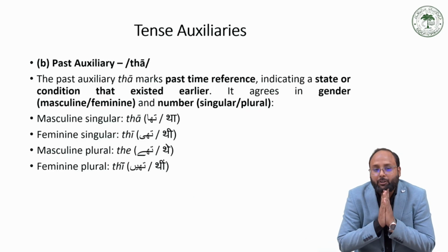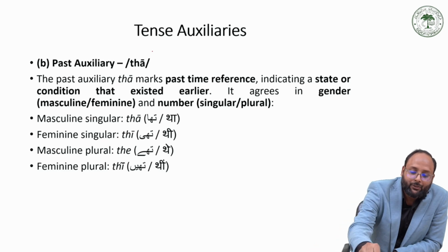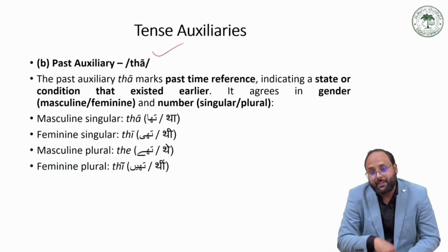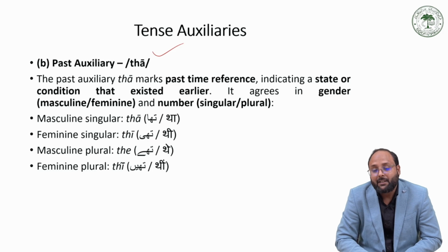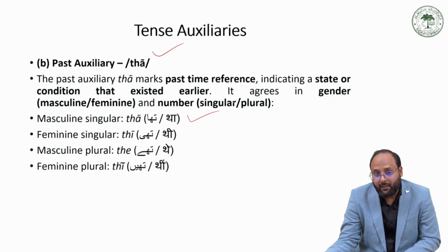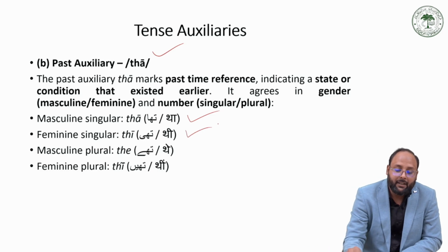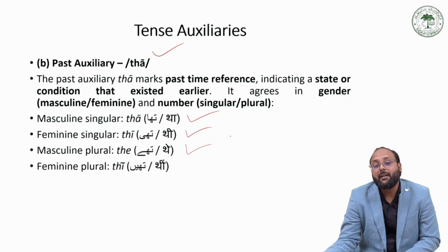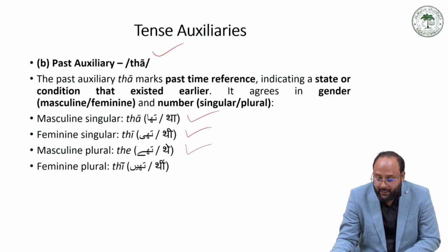Now we have another, the past auxiliary, which is tha. So the tha auxiliary marks the past time reference when something has happened in the past. It indicates a state or condition that existed earlier. It agrees in gender and number both. For masculine singular we are using tha. लड़का खेल रहा था. लड़की खेल रही थी. लड़के खेल रहे थे. And लड़कियां खेल रही थीं. So this kind of agreement we have in terms of gender and number for the past. So we have tha, thi, the, and thin.